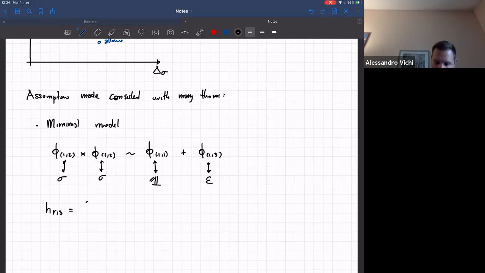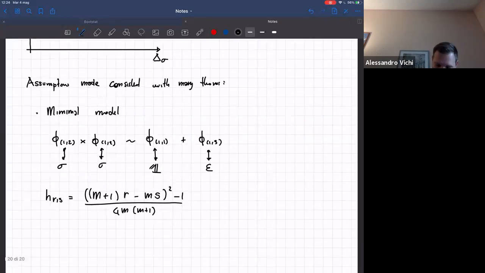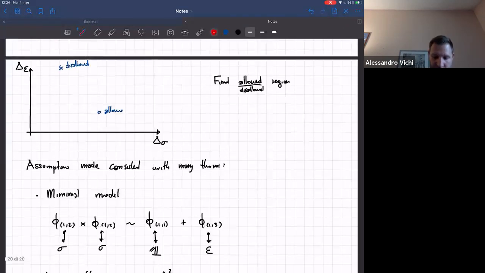Okay. And the dimension of this object, h_{r,s}, can be computed exactly, and they look like something like this, ((m+1)r - ms)^2 - 1 divided by 4m(m+1), where m is given by the central charge, c = 1 - 6/(m(m+1)), if I remember correctly. Which gives us, as m is larger or equal than three, a line of points that start at some value. So remember that delta sigma is related to h by twice. So it starts at 1/8 and 1. This is the Ising model.